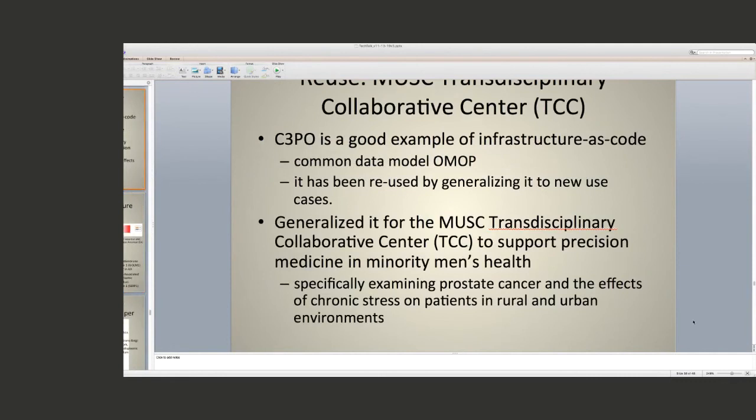This is the MUSC Transdisciplinary Collaborative Center. C3PO was used as infrastructure as code in it. In the common data model OMOP, it's been able to be used in this new case where we're examining prostate cancer and the effects of chronic stress on patients in rural and urban environments. Okay, so we took C3PO that we built for other projects and we put it into this use case and changed components of it to make it support this use case.